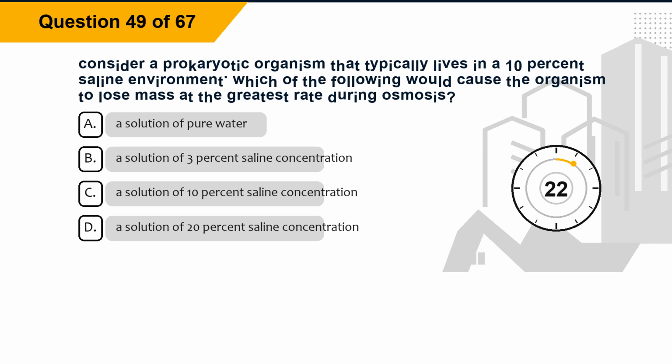Consider a prokaryotic organism that typically lives in a 10% saline environment. Which of the following would cause the organism to lose mass at the greatest rate during osmosis? Option A, a solution of pure water. Option B, a solution of 3% saline concentration. Option C, a solution of 10% saline concentration. Option D, a solution of 20% saline concentration.